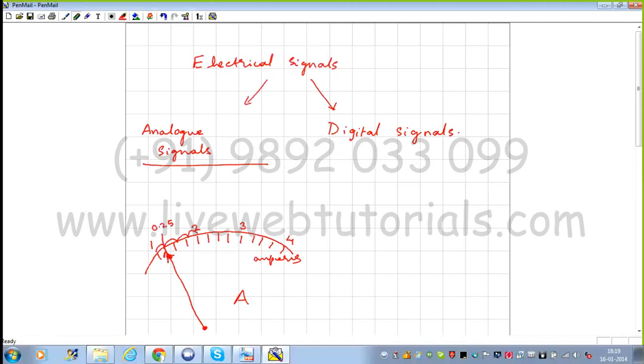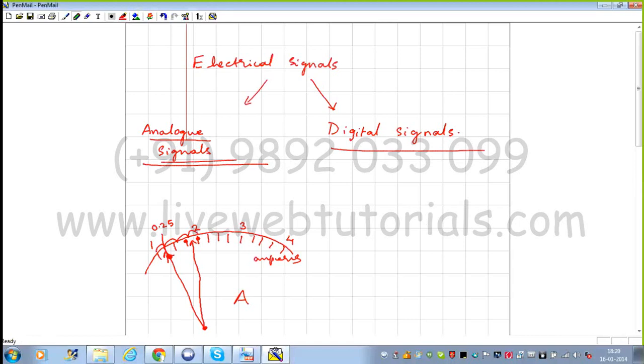But suppose you are having a reading somewhere over here. Now between these two values, there will be infinite number of possible readings, because you will not be able to come to know how much exactly the reading is. So this is going to be an analog signal or an analog measuring device.